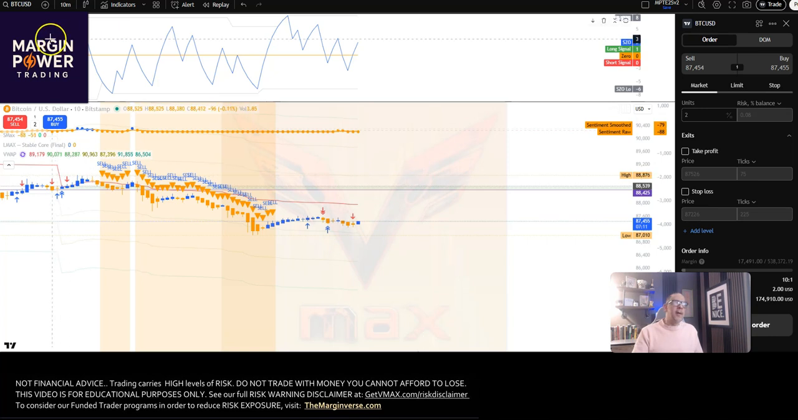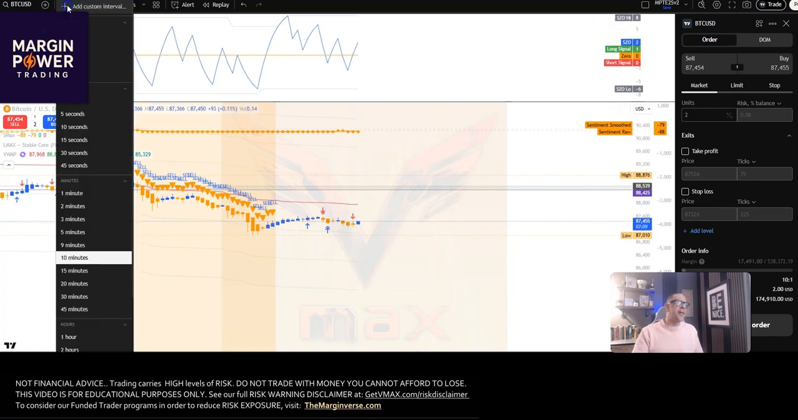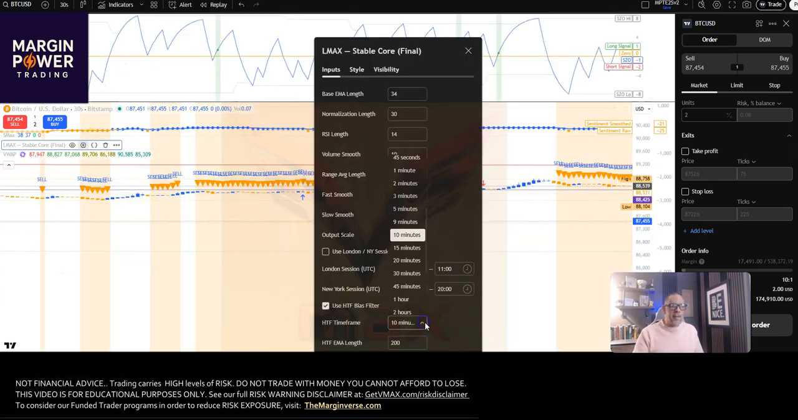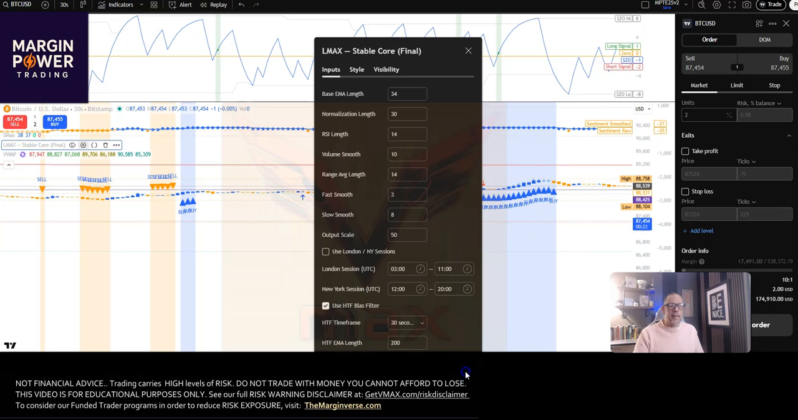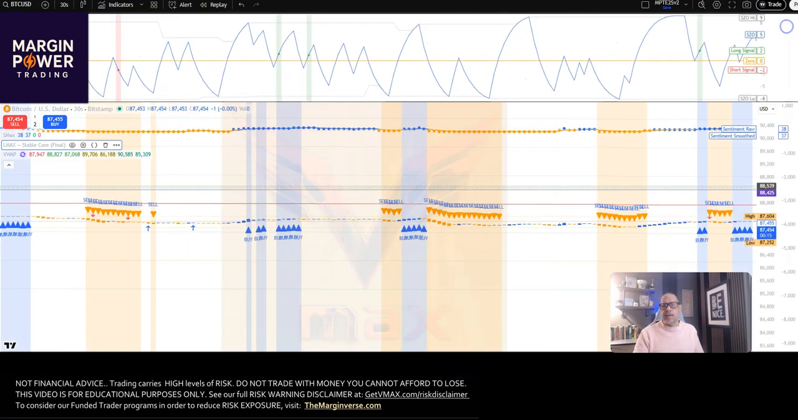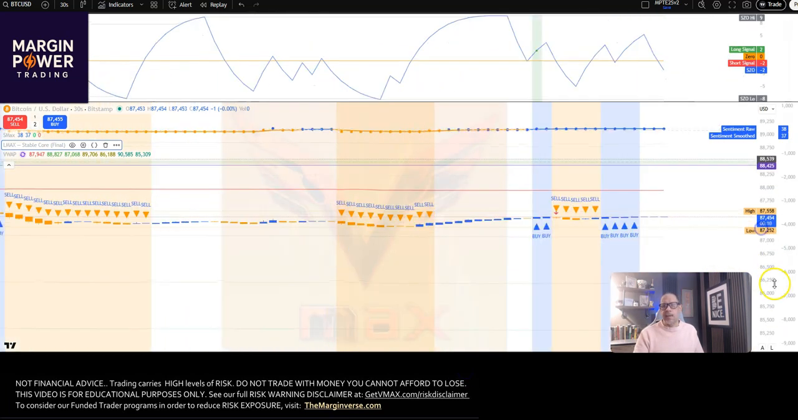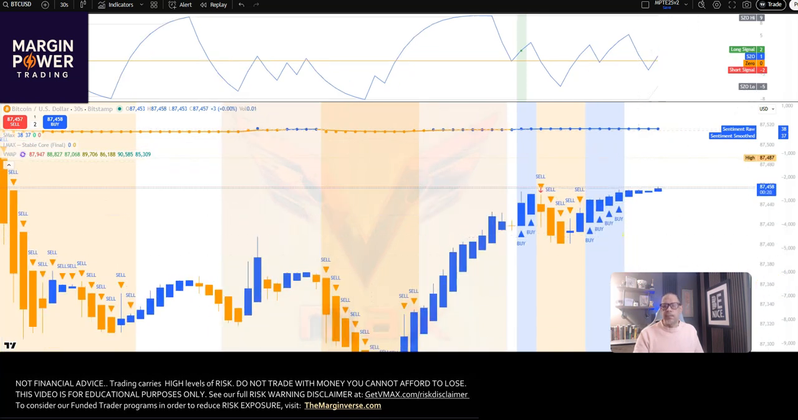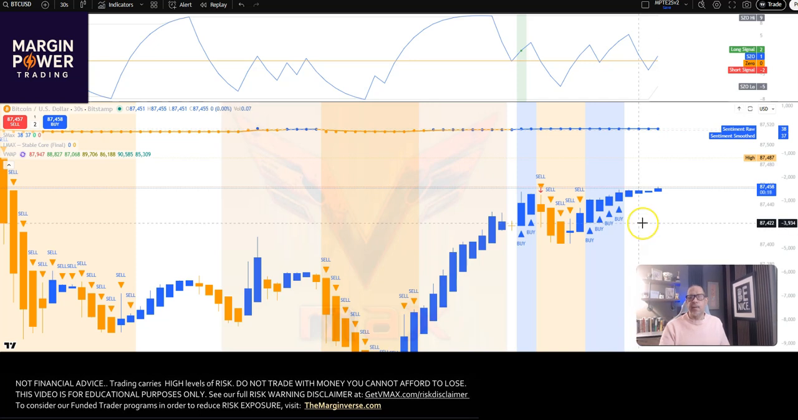But here we are. We're on a 10-minute chart. I want to jump down to a 30-second chart, and then take my high frequency trade filter and match it to my chart. 30 seconds. Hit OK, and then get rid of this. Get to the end of the chart here. I'm going to make this big enough that everyone can see, and move this a little bit out of the way, and we're going to discuss the rules.